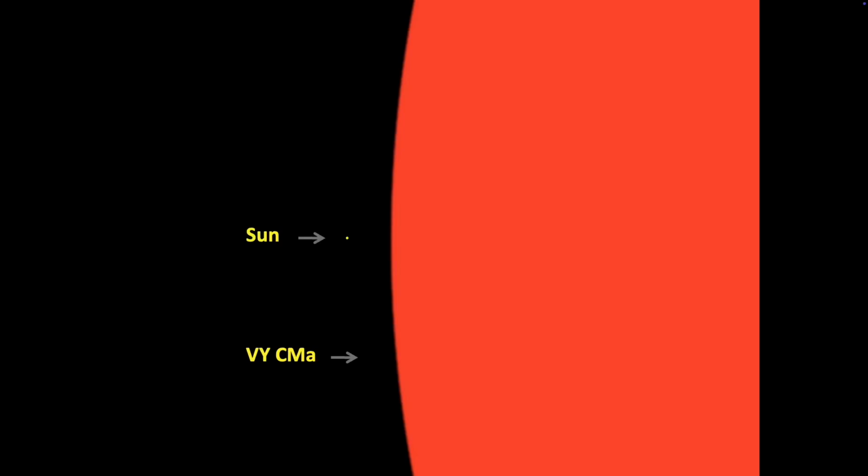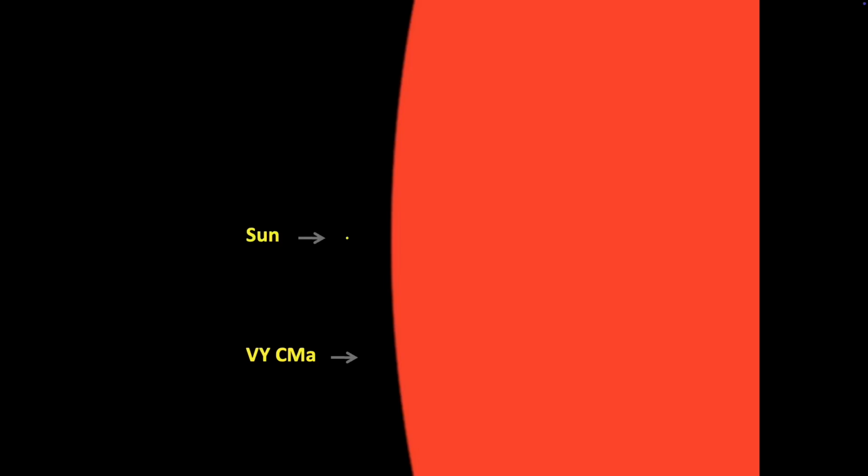And this, by the way, is an exaggeration. I'm not exaggerating the size of VY Canis Majoris. I'm exaggerating the size of the Sun. Because if I put the Sun to the correct scale, the Sun would actually be less than 1 pixel. And it wouldn't actually show up on either my screen or this projector. So the actual size ratio is really, really enormous.